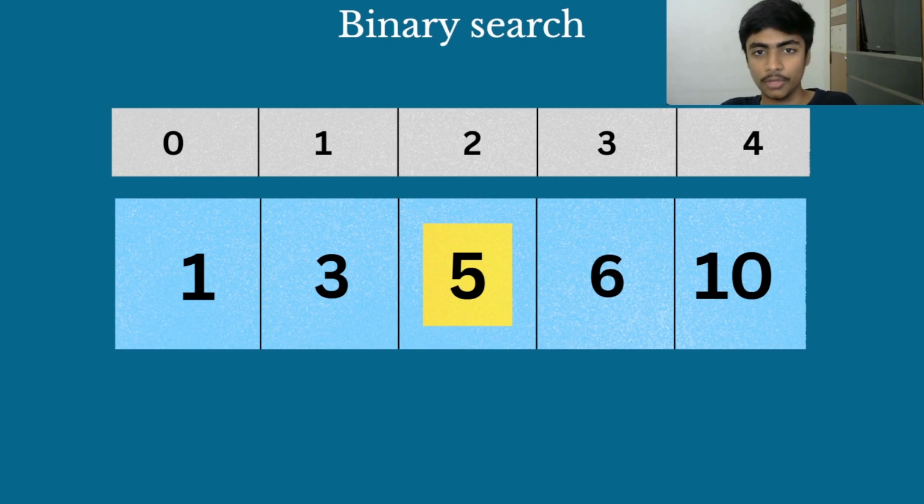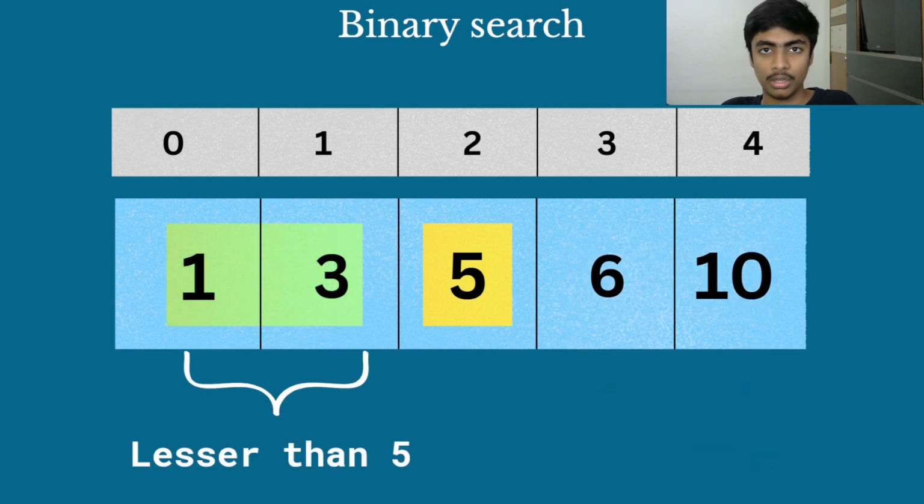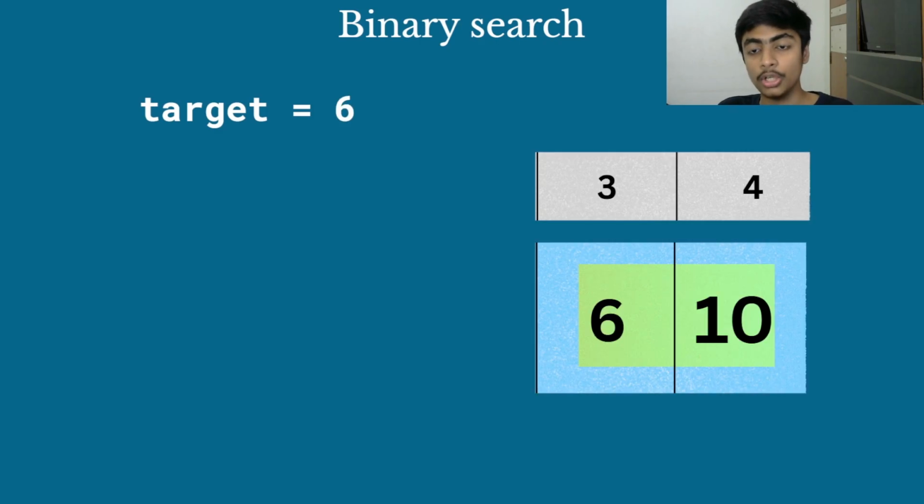Now, an important characteristic of this array is that all the elements to the right of this middle element are greater than 5. And all the elements to the left of 5 are lesser than 5. And you can understand why this is because we've sorted the array in an ascending order. So if we're searching for something like 1, we know that the value is going to be to the left of 5 because 1 is lesser than 5. And if you're searching for something like 6, since the value that I'm searching for is greater than 5, we know it's going to be to the right of 5. And using this simple idea, we're going to write our binary search program.